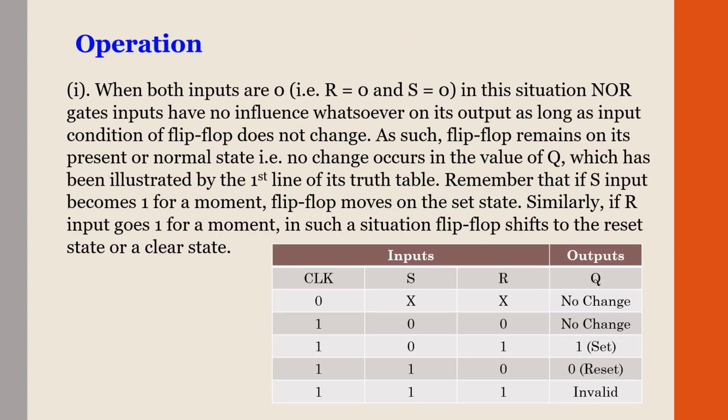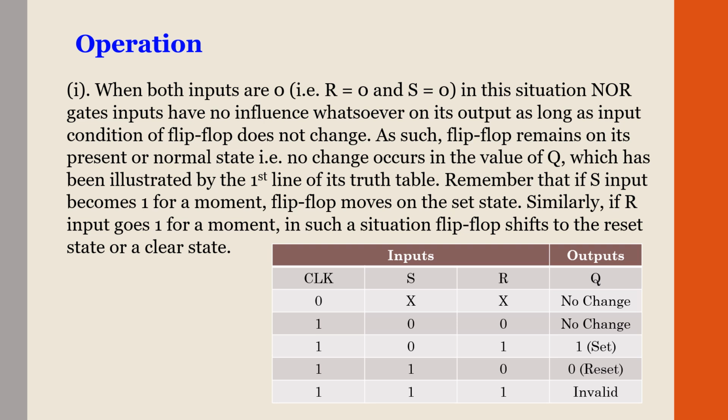When both inputs are 0, that means R is equal to 0 and S is equal to 0. In this situation, the NOR gates' inputs have no influence whatsoever on its output as long as the input condition of the flip-flop does not change. As such, the flip-flop remains in its present or normal state, i.e. no change occurs in the value of Q, which has been illustrated by the first line of the truth table. Remember that if S input becomes 1 for a moment, the flip-flop moves to the set state.